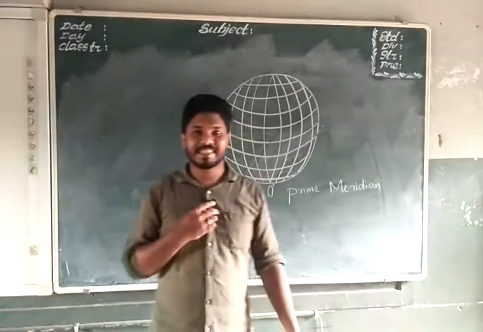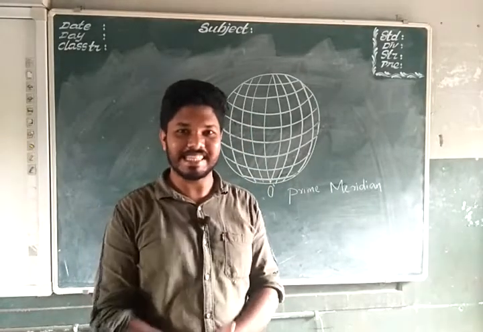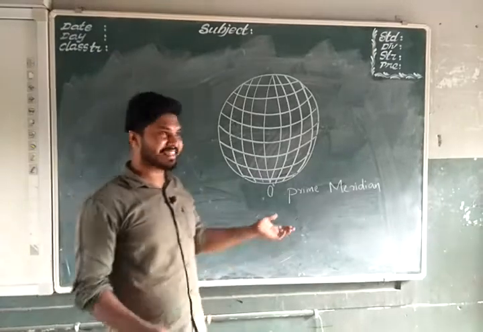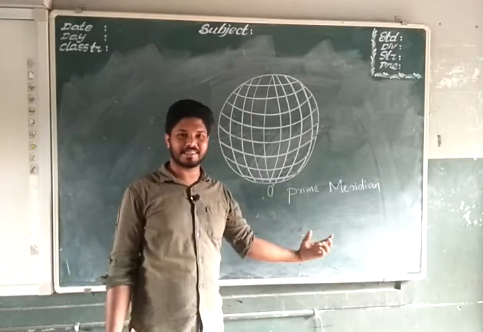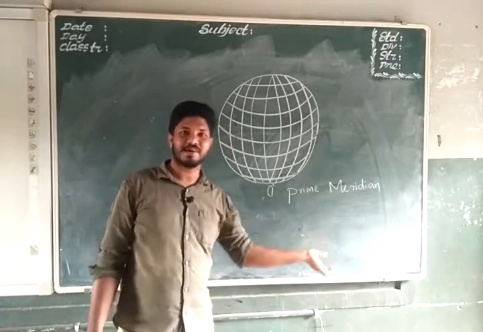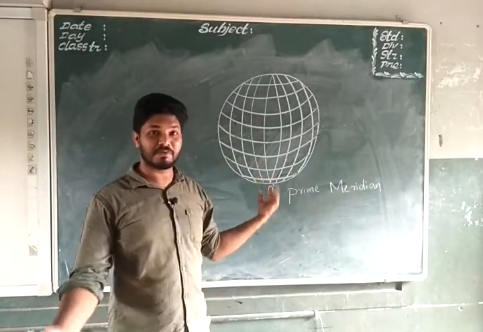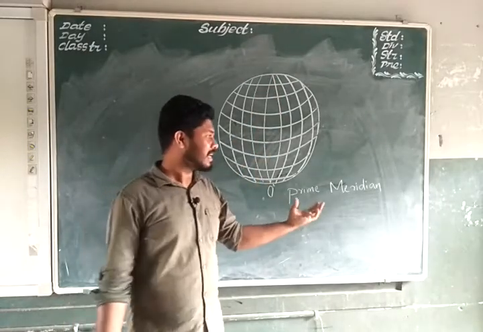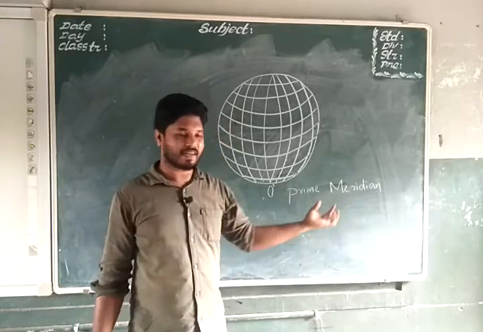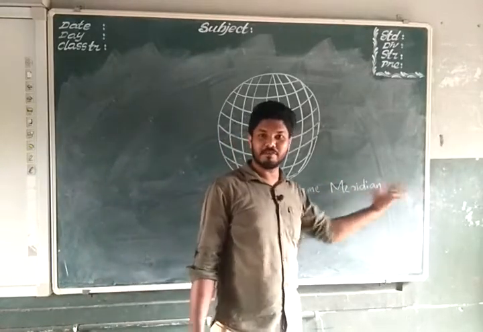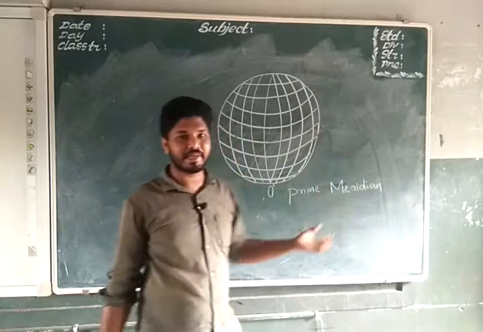Hello dear students, in the last class we were discussing the prime meridian, isn't it? The 0 degree meridian, which is called the prime meridian. Meridian is also known as the longitudes. The other name of longitudes is meridian. The meaning of meridian is midday.